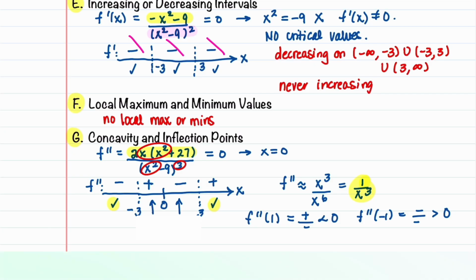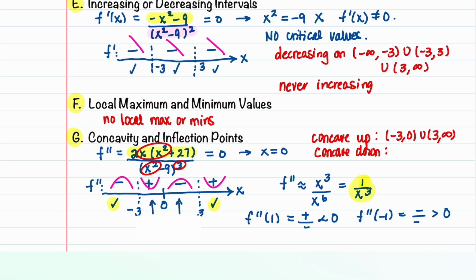Now we can think about the concavity. It is concave down here, and it's concave up here and here. We'll write down concave up from minus 3 to 0 and from 3 to infinity, and then concave down in the other two regions, from minus infinity to minus 3, union 0 to 3.